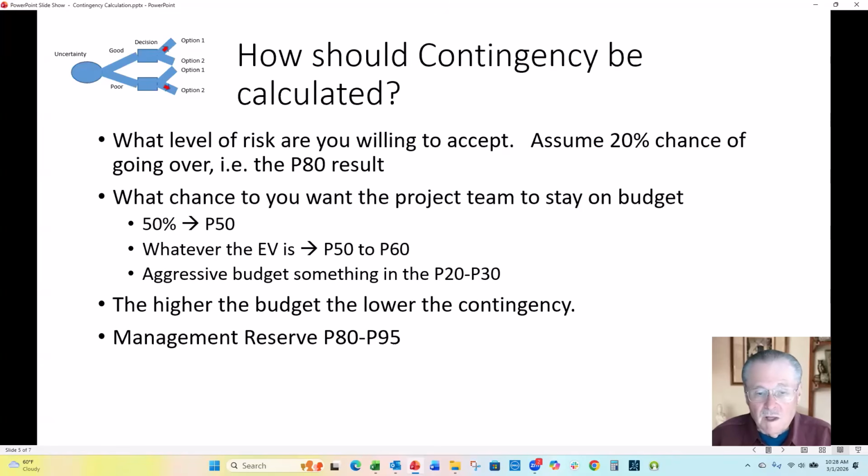Now, in addition to the contingency, some companies will have something called a management reserve. And that typically takes you from the P80 to the P95. And that's kind of kept at the management level. And the project team needs to come back to the management and say, okay, we're going to be over budget. We need some more money to deal with. And they can release some of that management reserve.